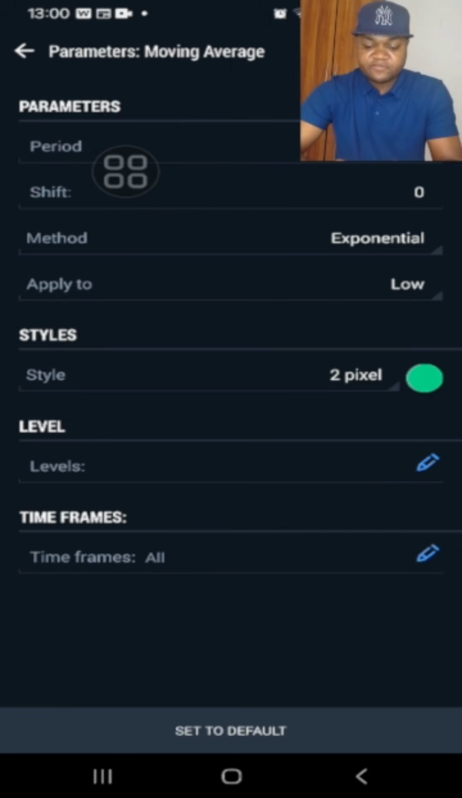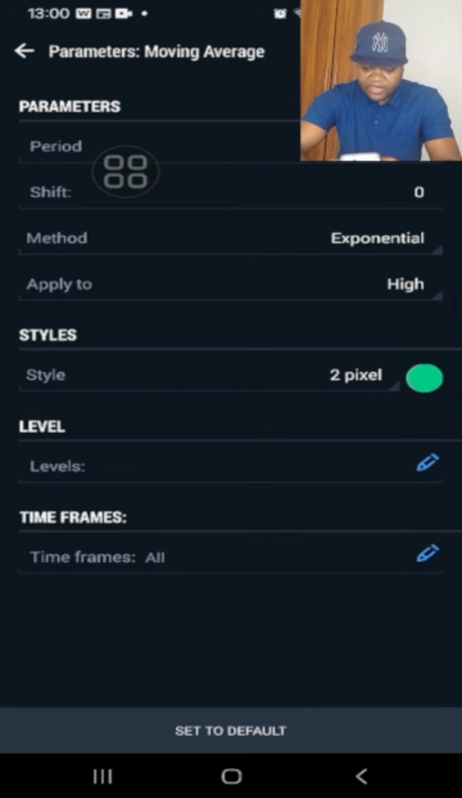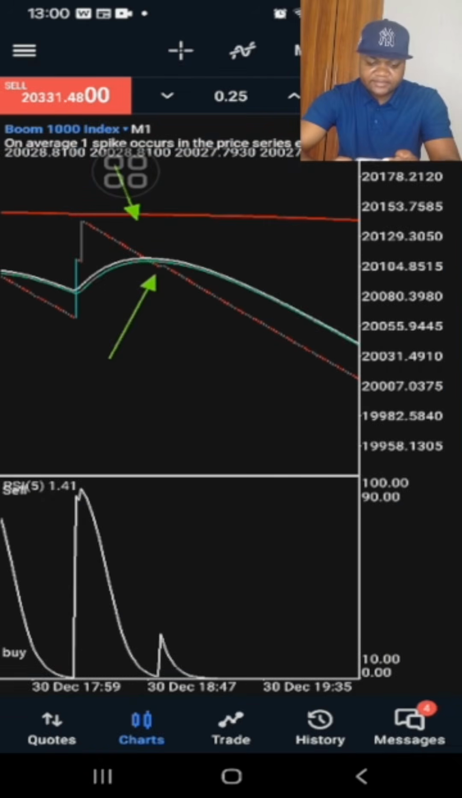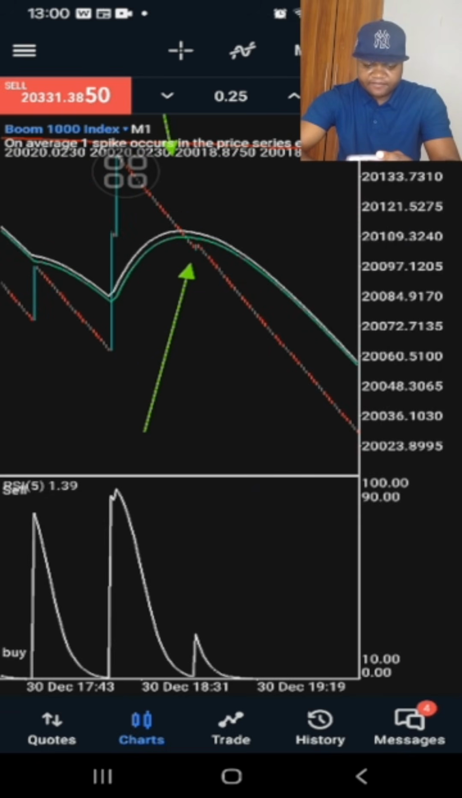Okay, the next is going to be a moving average again. Then it will have period 50, shift is 0, method exponential. Then on apply to, we're going to use high. We're going to apply it on high, and then we're going to use white. So it will be style 2 pixel with the color white, then click save. Once you're done, you have something like this. So this is what we have.